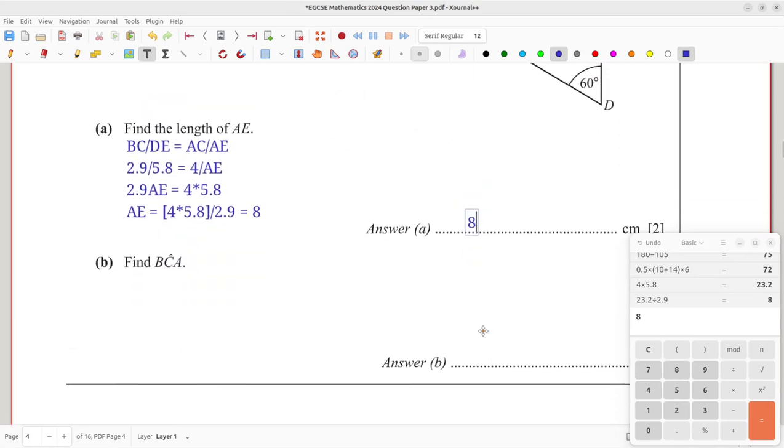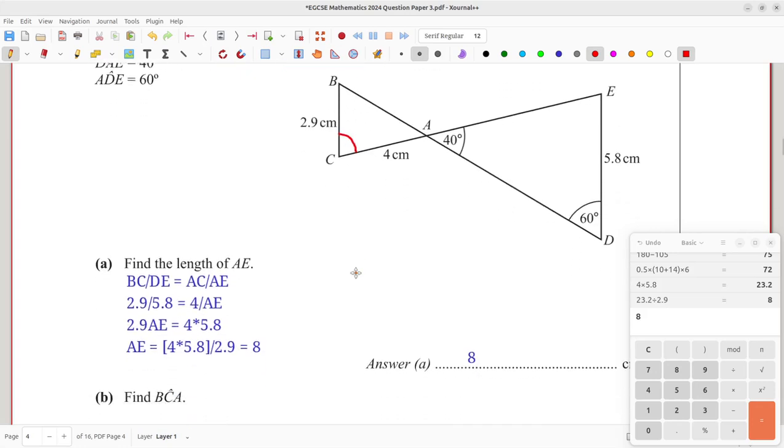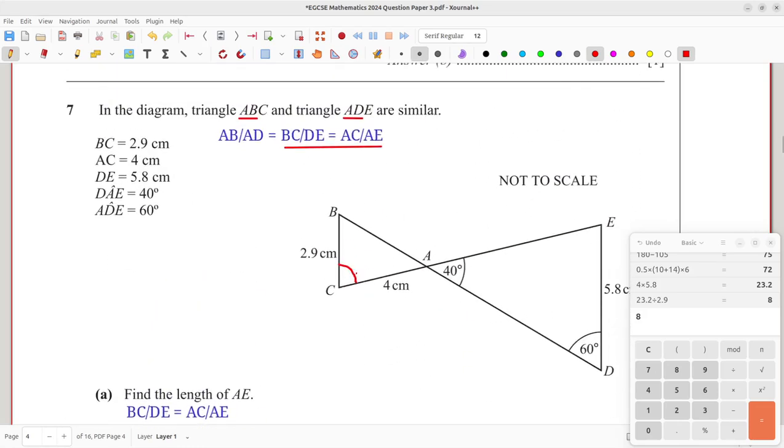Next question, find BCA. So we are required to find this angle here. How do we find that angle? Let's use the geometric properties. Just one mark.